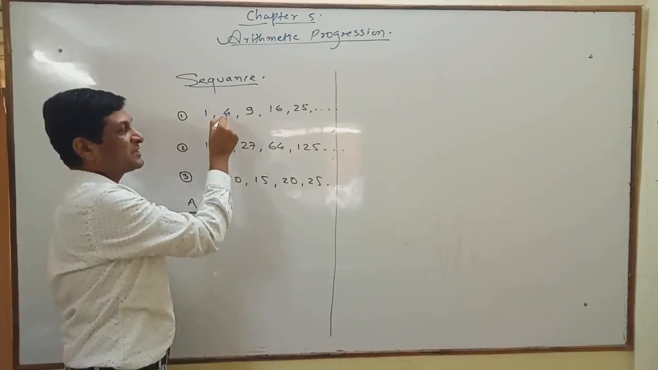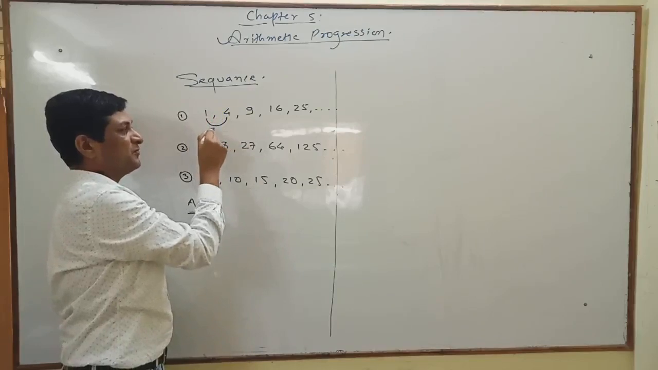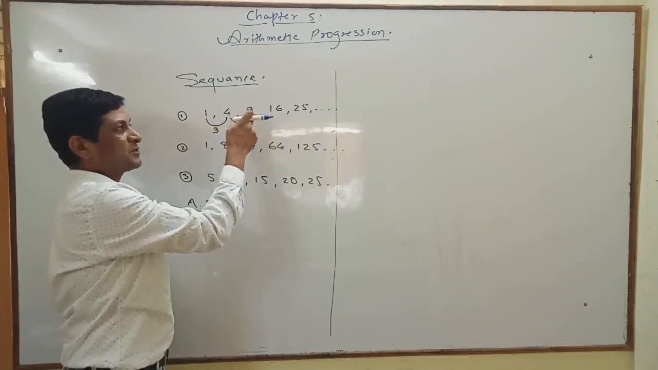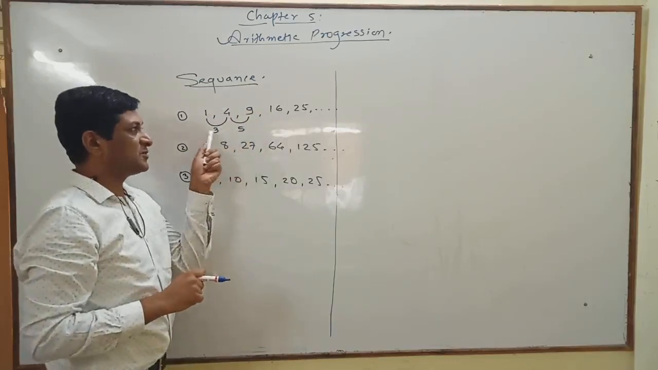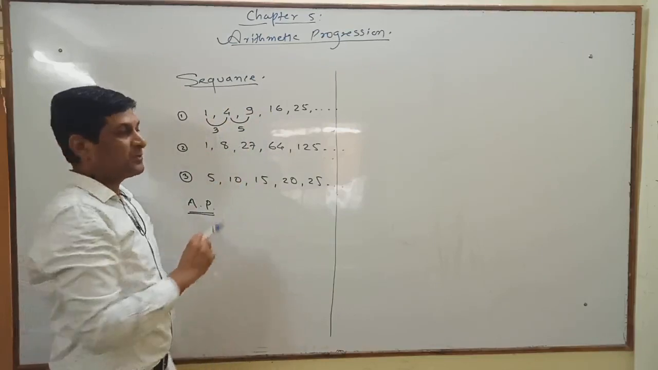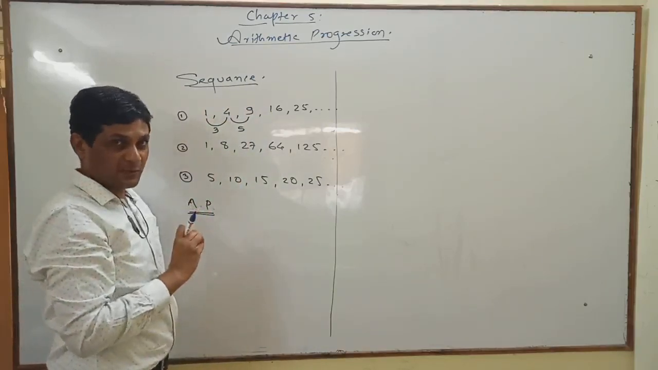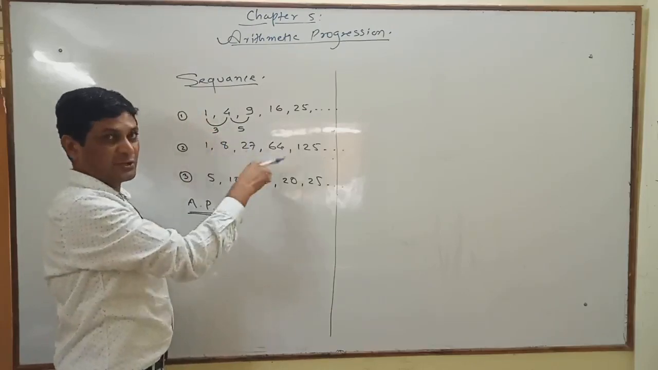In the first example, what is the second term? 4. Its previous term is 1. Here the difference is 3, 4 minus 1 is 3. Here this difference will be equal to 9 minus 4, which is 5. We can observe that this difference is not the same, not constant. So we can say that this is not an example of arithmetic progression. For arithmetic progression, the difference of any term to its previous term should be constant.